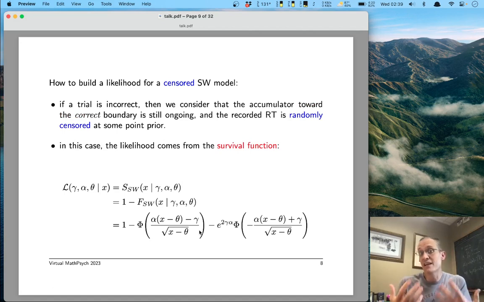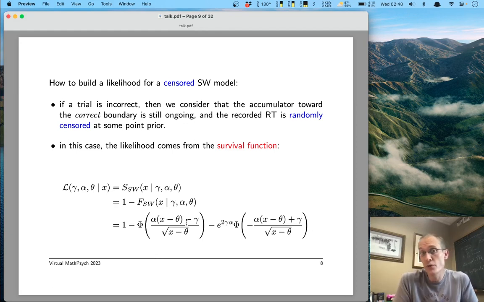If the trial is incorrect, then the censored shifted Wald considers that the accumulator toward the correct boundary is still going, and that the recorded response time is just something that's been randomly censored at some point prior. So in this case, the likelihood doesn't come from the density function, but rather from the survival function. The survival function is the probability that the process is still going, right? One way to think about that is it's the probability that it hasn't stopped yet. So it's 1 minus the cumulative distribution function.